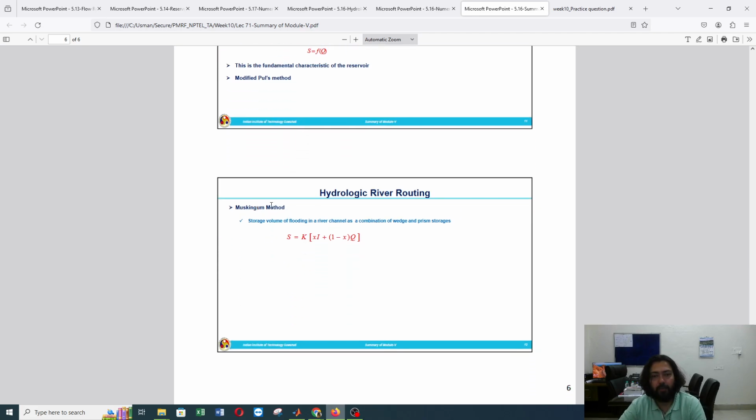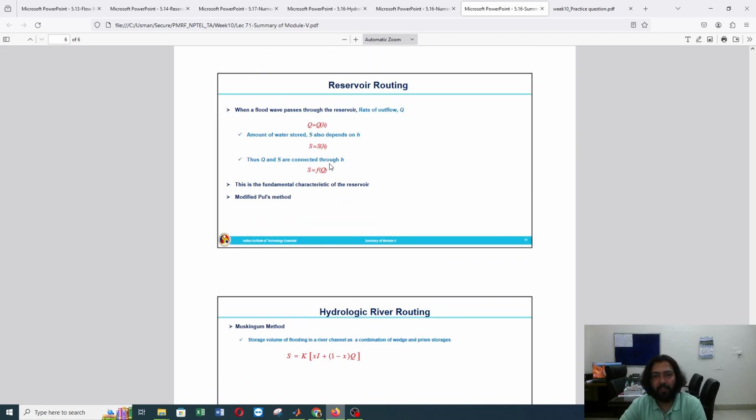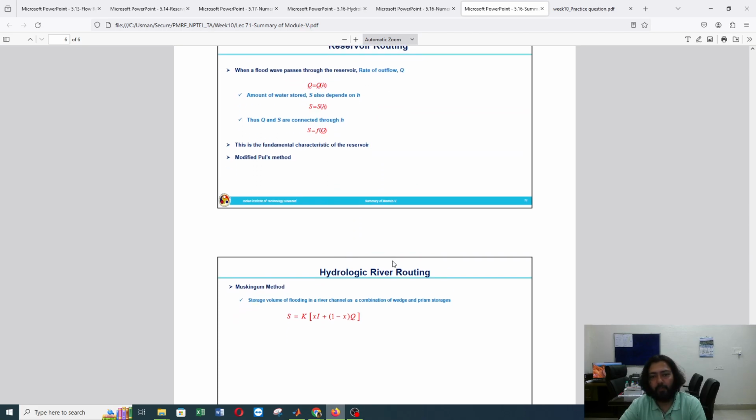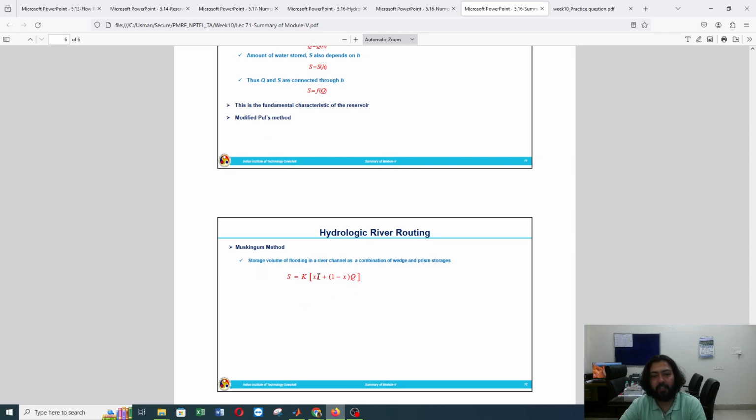Then we studied the Muskingum method. The Muskingum method is a method where the storage is a function of both outflow as well as inflow, whereas in reservoir routing the storage is only a function of outflow. But for the Muskingum method it is a function of outflow, that is Q, as well as I, and that equation is given as S equals K times x I plus (1 minus x) Q.